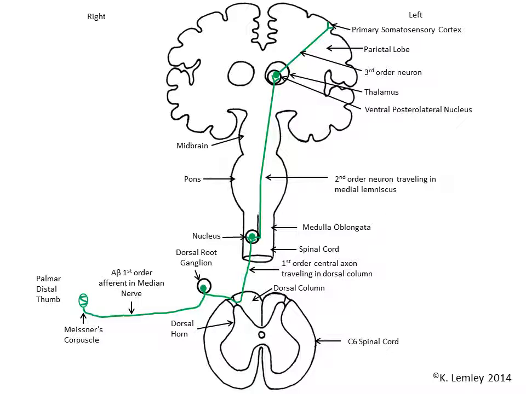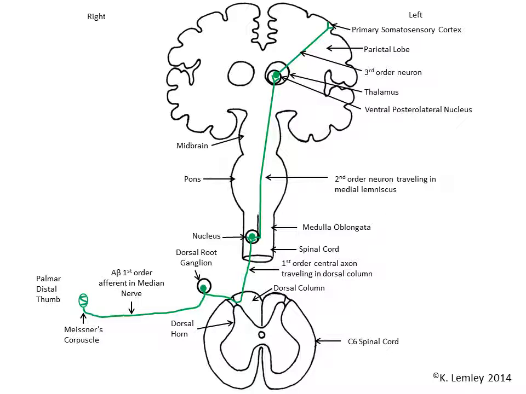It enters into the spinal cord segment, and because it's the thumb, my dermatome tells me it's entering the 6th cervical spinal cord segment. It ascends in the dorsal column up to the caudal aspect of the medulla.